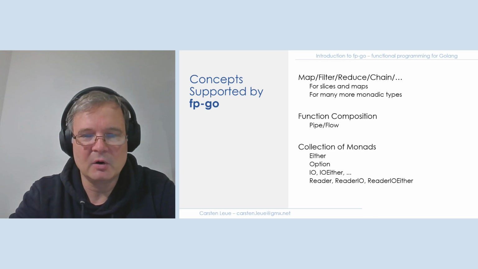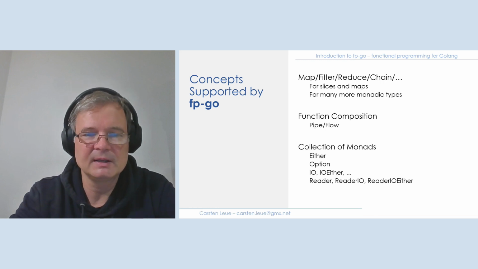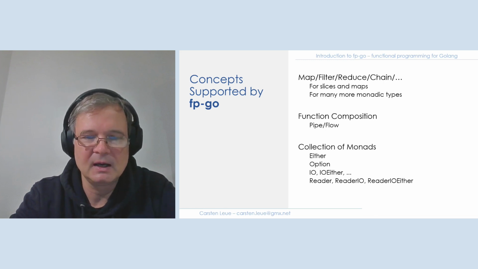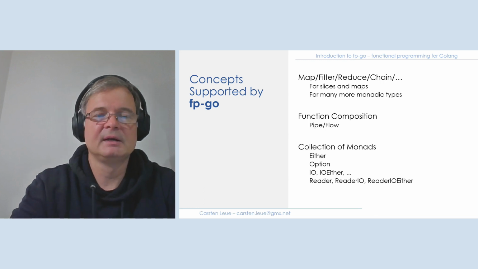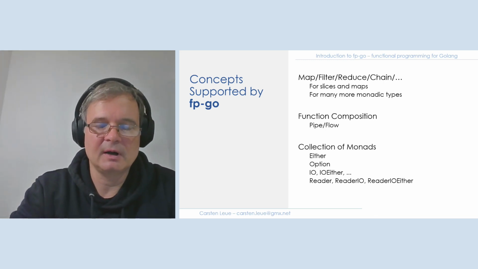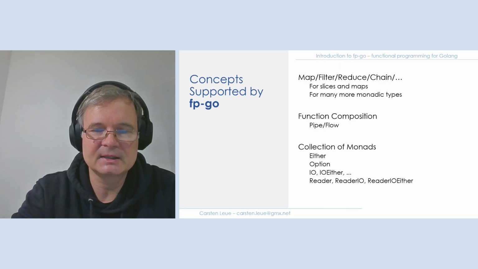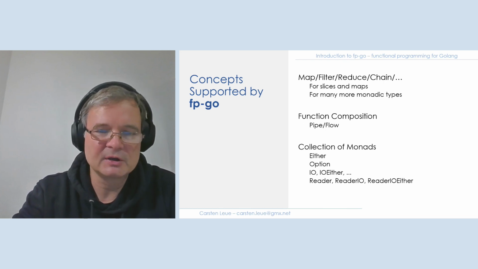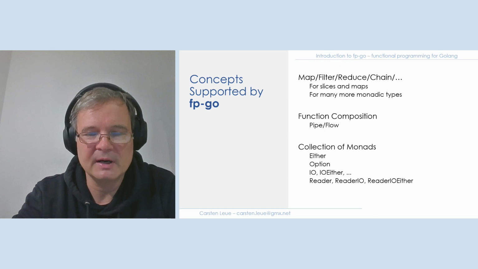And some of the monads that this library implements are the either monad for error handling, the optional monad for optional values. We have the I/O monad for representation of managed side effects and variations of that, like IO either, IO option, so like all combinations.